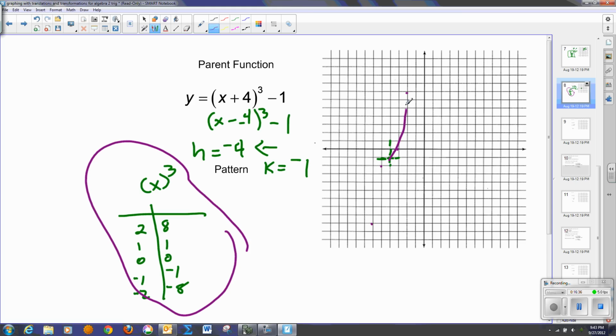And I'll graph that guy, and I notice it looks exactly like my x cubed graph, but it's been translated 4 to the left and 1 down. And again, I could pick any point to check. This looks like a pretty easy point to check, which is the point -3, 0. Plug -3 back into the original problem, and I get -3 plus 4, sorry, is 1, and I cube that, which is still 1, subtract 1, and I get 0, and it checks.